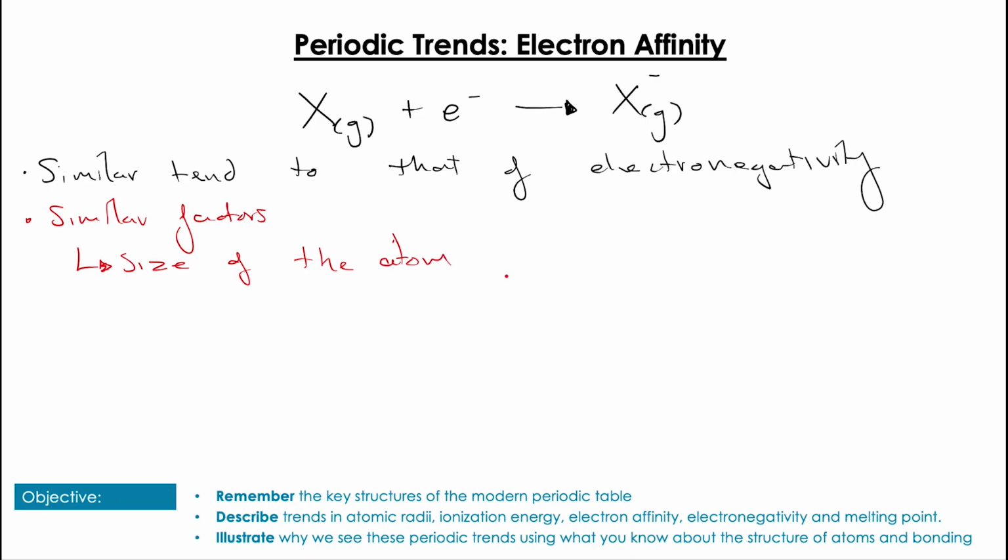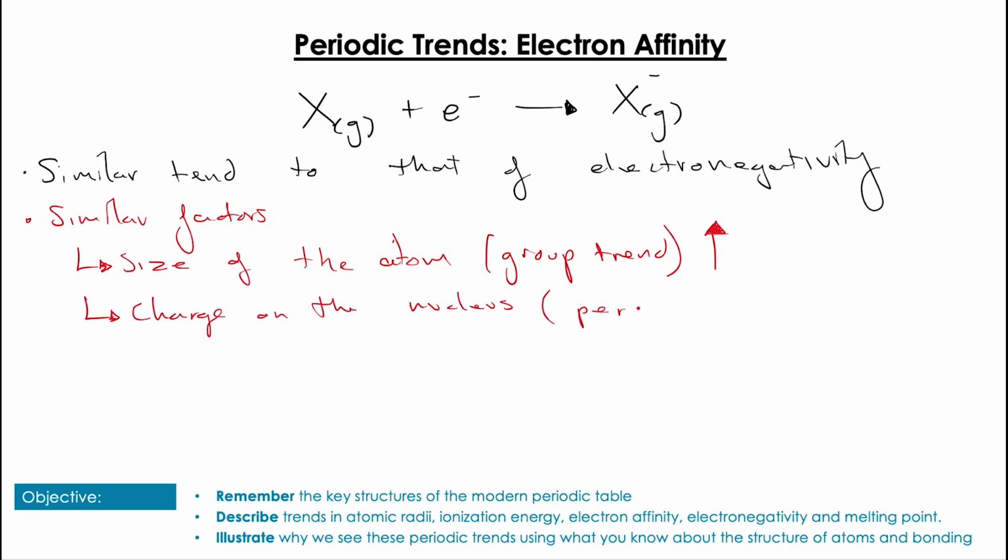And same factors, the size, so we see an increase in electron affinity up the group, and of course we're going to see the charge, the effective nuclear charge, influence as we go across the period, so we see an increase in electron affinity as we go across the periodic table. However, just like ionization energy, this isn't a smooth increase across the periodic table.